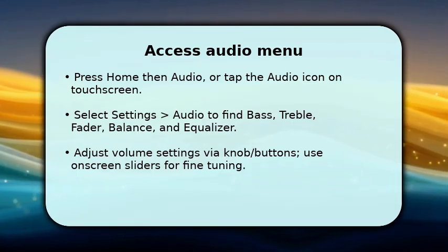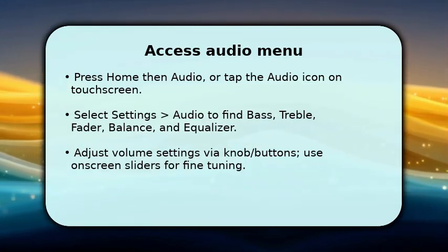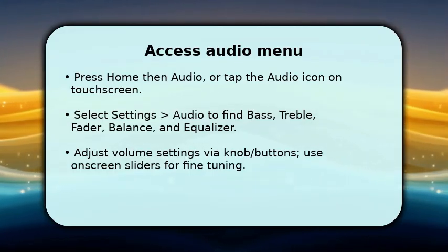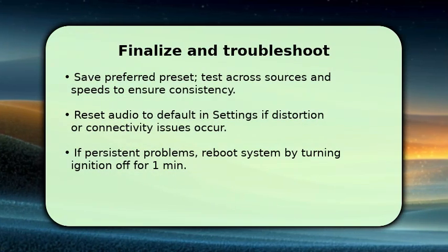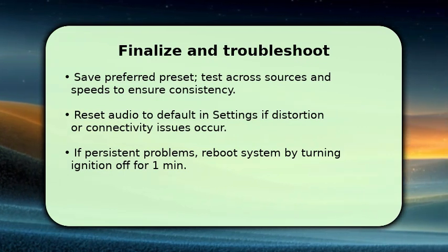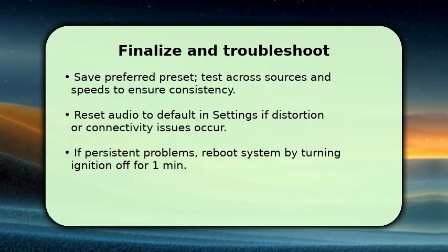As you adjust, listen to a familiar track. This helps you understand how each change affects the sound. You finish by saving your preferred preset so the Civic recalls settings across drives. Then test audio with different sources and at driving speeds to confirm balance and bass stay consistent.